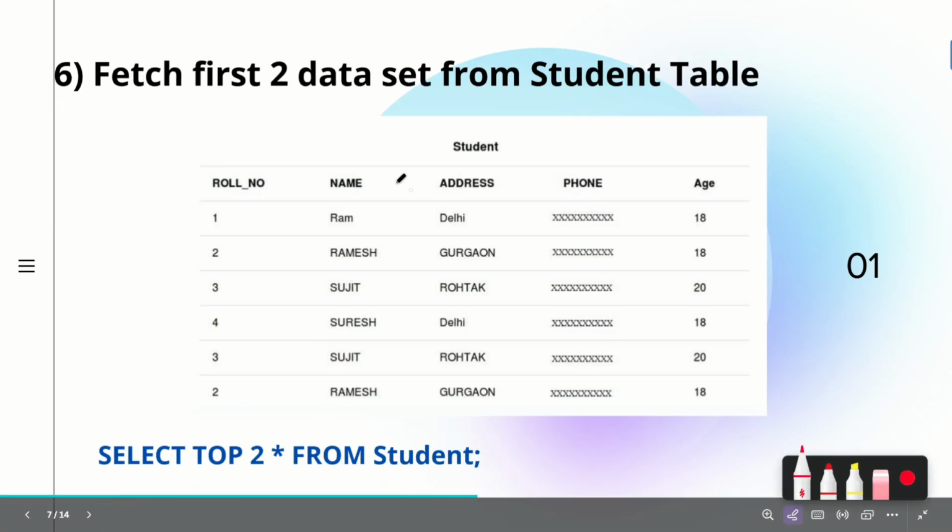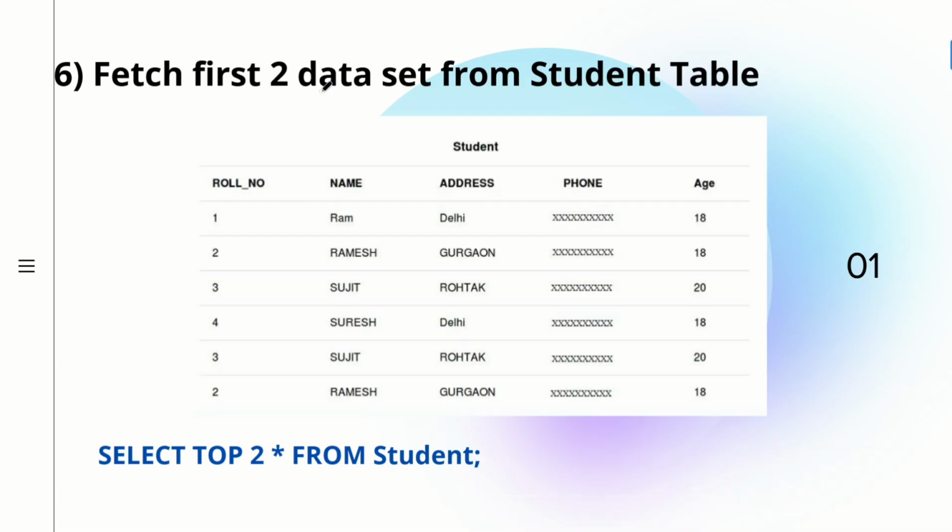Now let's see the sixth question, where you are supposed to fetch the first two data set from the student table. So this is your student table and the interviewer is asking you to give the first two data, like maybe they have the data of the students in descending order, with the highest marks first. In that case they want you to give the first two top results, like the first two toppers of our class. So how do you give the first two results?